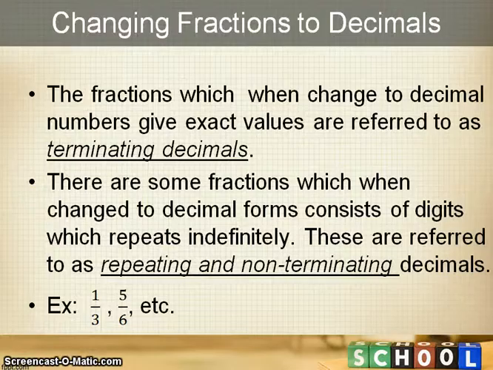The fractions which when changed to decimal numbers give exact values are referred to as terminating decimals. But there are some fractions which when changed to decimal form consist of digits which repeat indefinitely, and these are referred to as repeating and non-terminating decimals. And these are some of the examples. You can check this with your calculators.